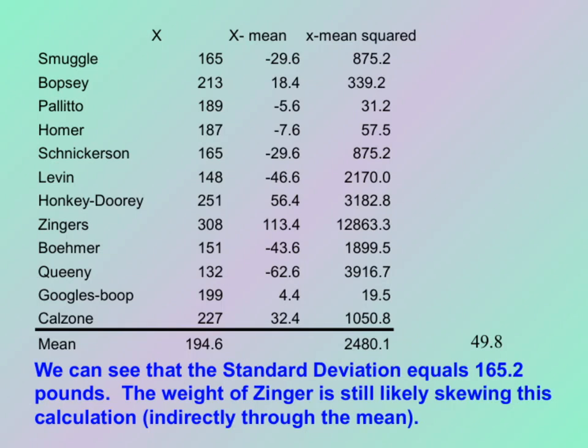So, here we can see that the standard deviation is 165.2 pounds. This number gives us an idea of how much the weights are spread out around the average. A higher standard deviation indicates more variability. But what's interesting here is that the weight of Zinger might still be influencing this calculation, even indirectly through the mean. Essentially, Zinger's weight could be skewing our overall data, making the spread appear larger or smaller than it truly is for the rest of the dataset.